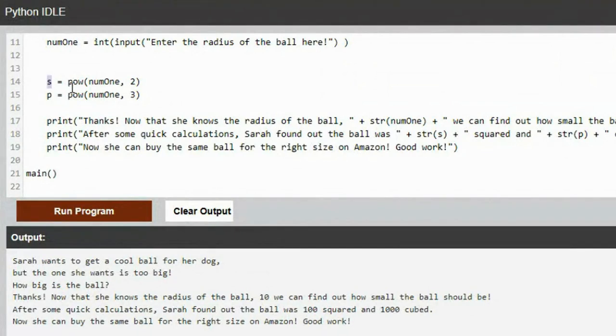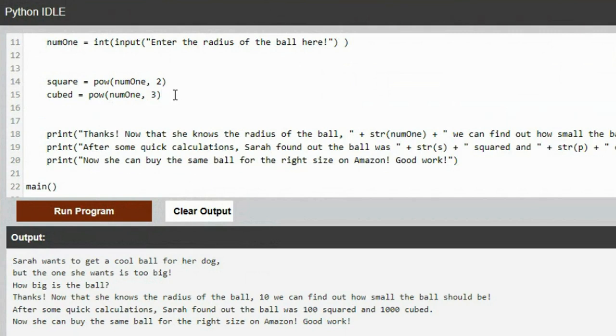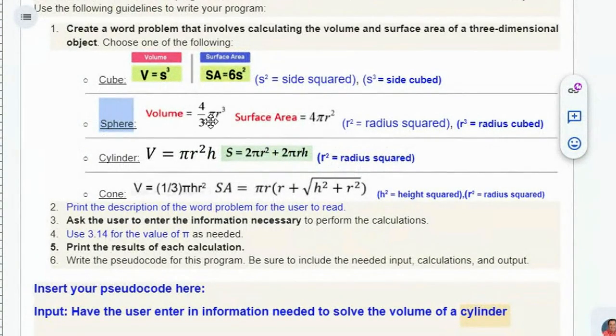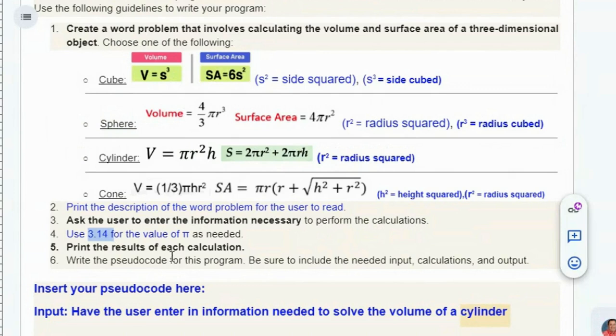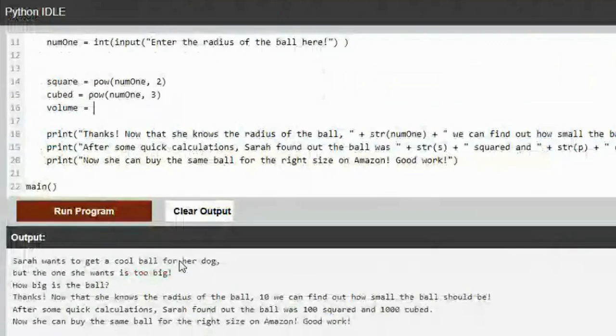So we should really say this is the square and this is cubed, something, just so we know that that's the third power. And then we need to calculate volume equals, what's the formula? 4/3 times pi. And it said right here, use 3.14 for pi. 4/3 times pi times radius to the third. So volume is 4/3 times pi times the radius cubed, which we calculated, times the cubed value. So that would be the volume.